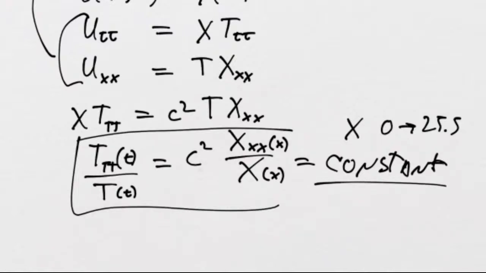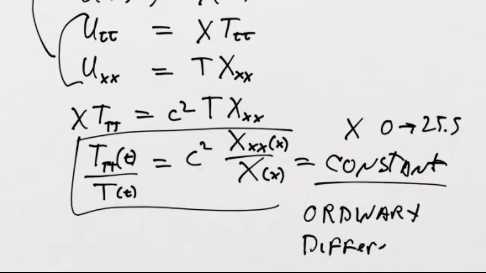And that's the trick of separation of variables, because whatever that constant is, I can now write two ordinary differential equations. And the two ordinary differential equations I just solve using regular methods. So what are those two ordinary differential equations going to be?